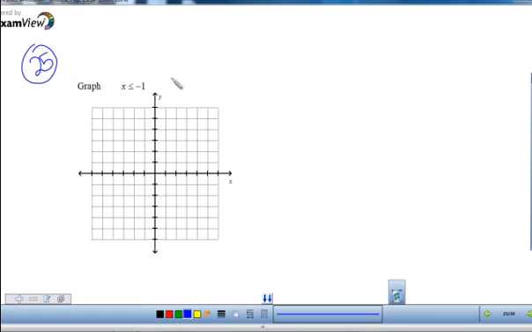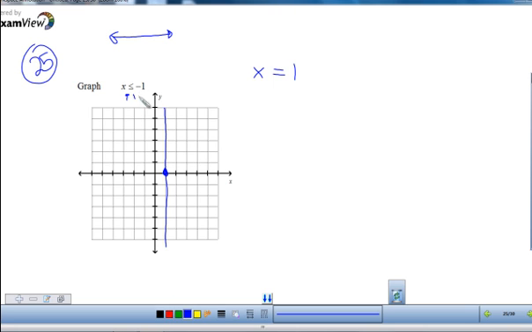Okay, graph. Since this is x is less than negative 1, we're just going to graph x equals negative 1. Notice that they gave us a two-dimensional graph, so we're not going to graph this on a number line. So there's x. Since I have a line going left and right, I'm going to have a line going up and down. Since it's equal, it's going to be a solid line.